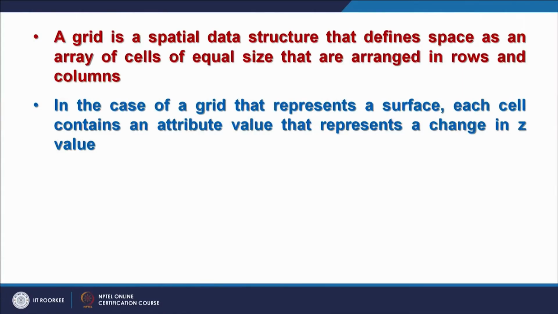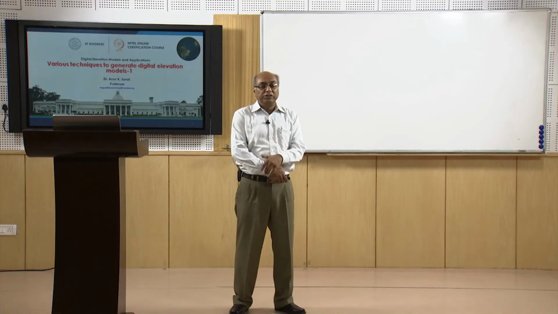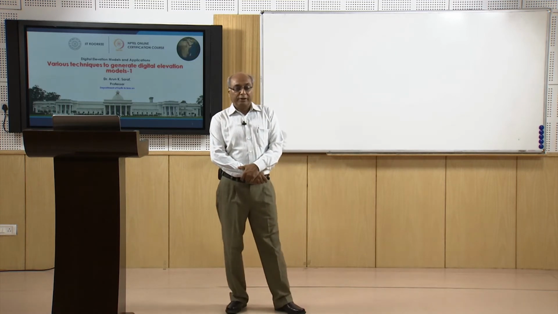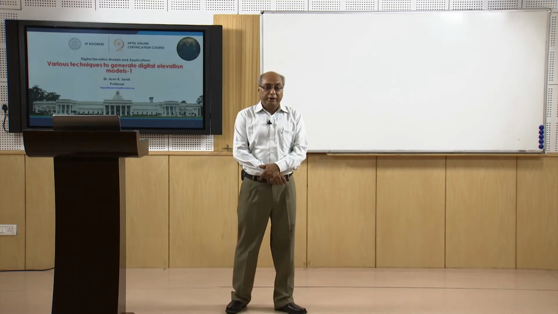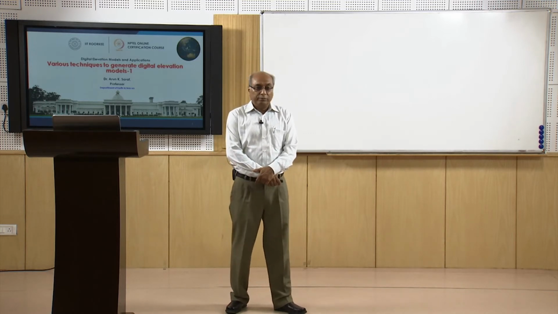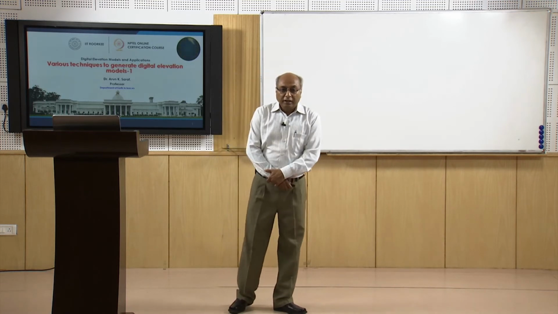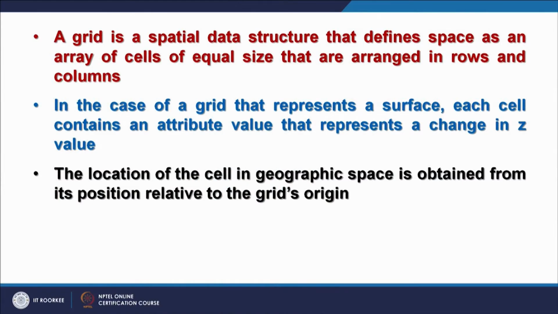In a grid that represents a surface, each cell contains an attribute value. A raster will always have one single attribute value, whereas a vector, as we have learned in the GIS course, can theoretically have n number of attribute values. But a raster will have only one attribute value, and generally we assign the z value. Now this z value, depending on our requirements, can be an elevation value, concentration value, depth value, or anything else. And the location of a cell in geographic space is obtained from its position relative to the grid's origin.